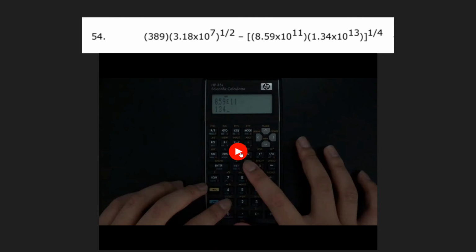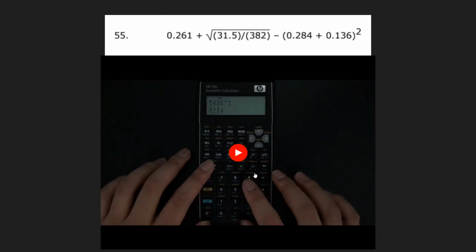And then for 8.59 times 10 to the 11th times 1.34 times 10 to the 13th, once I get my result there, I'm going to do this whole thing to the 4th root. So the bottom number is going to be your root, and your exponent is going to be your power. Sorry if that was a little confusing. There are going to be more examples similar to this in pages 6 to the end. If this was confusing for now, I apologize, but I will be going over that in a separate video or possibly just the next one.